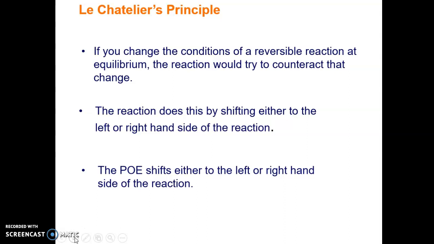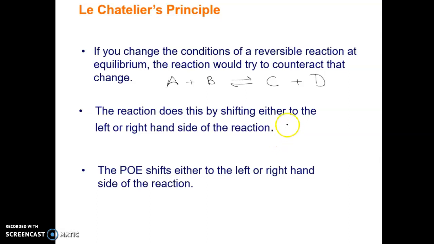So before we go any further, we need to understand the meaning of this particular principle. Le Chatelier's principle, in reality, if you think about it, treats a reaction like a rebellious teenager. Those who've got rebellious teenagers at home would know that in order to get something done, you've got to use reverse psychology. In the same way, in chemistry, if you want the reaction to go in a particular direction, you've got to indicate that you want it to go in the opposite direction.